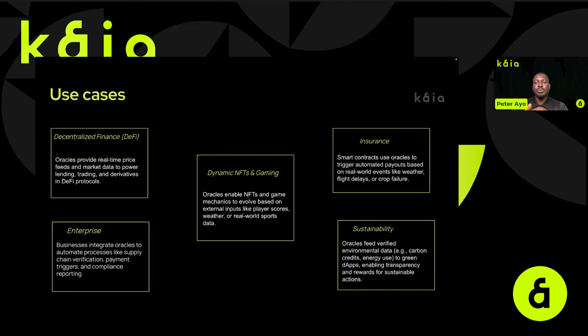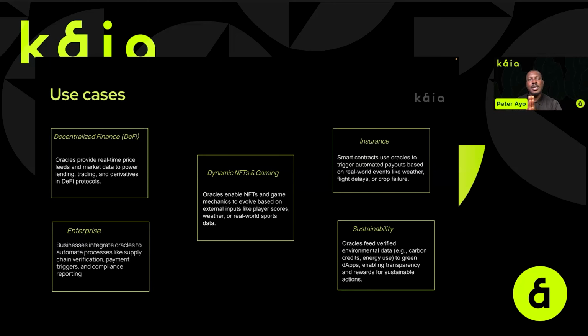So if you're looking to build a green dApp, you can basically use your oracles to fetch the carbon credits off-chain and also energy use off-chain and bring them on-chain. I hope that makes sense. So these are the various use cases for oracles in your smart contract.